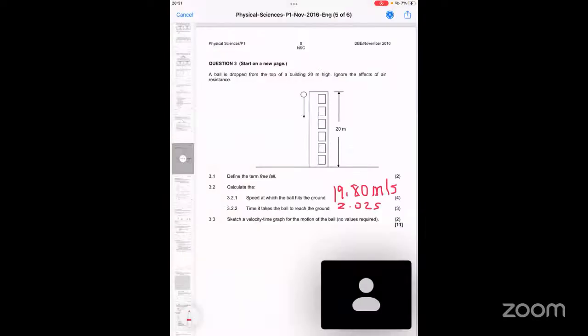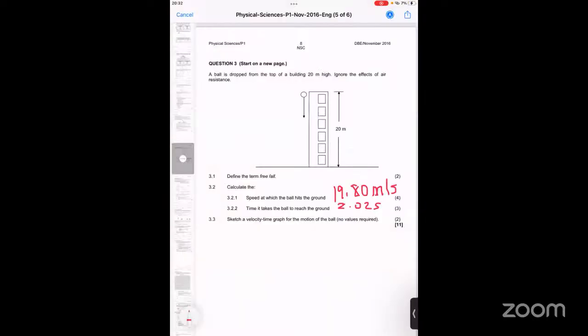So very quickly, let's look at that 3.3, which says state a velocity-time graph for the motion of the ball, and they say no values required. Anyone who can describe or explain how that will look? Just think about it. Yes, honorable member, go for it. Sir, I have it. It sort of looks like a right-angled triangle. Something like that.